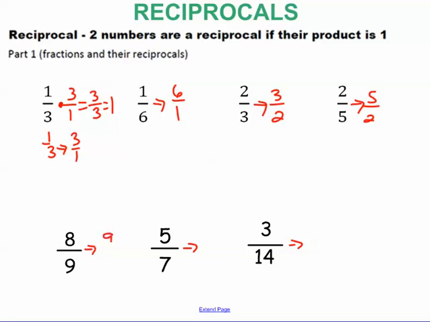So its reciprocal should be 9/8, 7/5, and 14/3. Notice I'm not putting an equal sign. They are not equivalent to each other. They're simply reciprocals of each other.